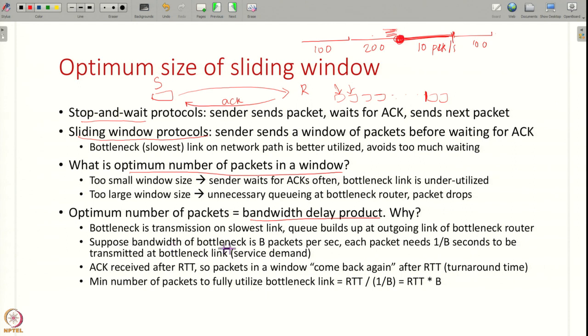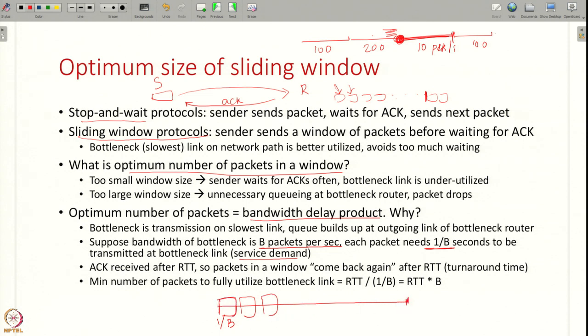So if the bandwidth of the bottleneck link is B packets per second, each packet is taking 1 by B seconds. If the bottleneck link's rate is 10 packets per second, each packet is taking 1/10 of a second to be transmitted. So in some sense, you can think of this as the service demand. The bottleneck link takes 1 by B time to send a packet, then 1 by B time to send the next packet, and so on.